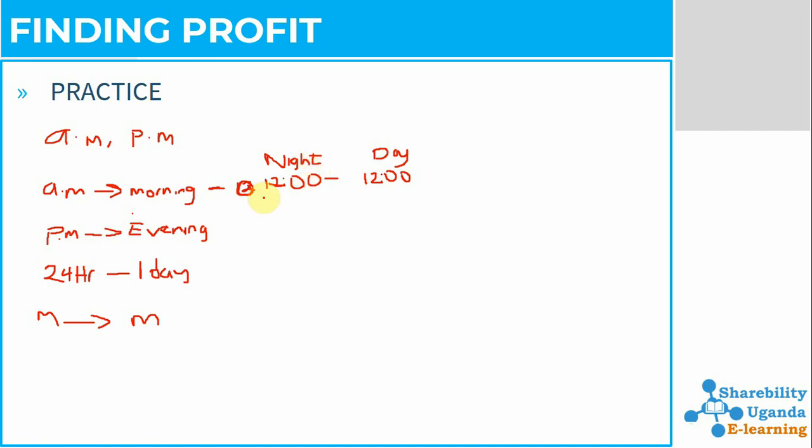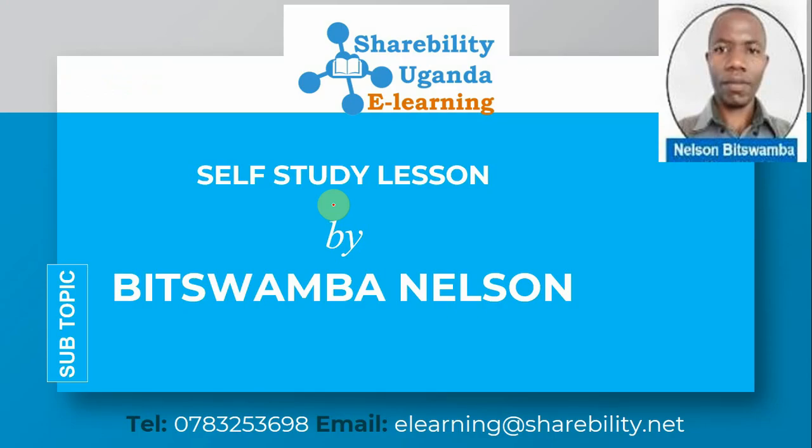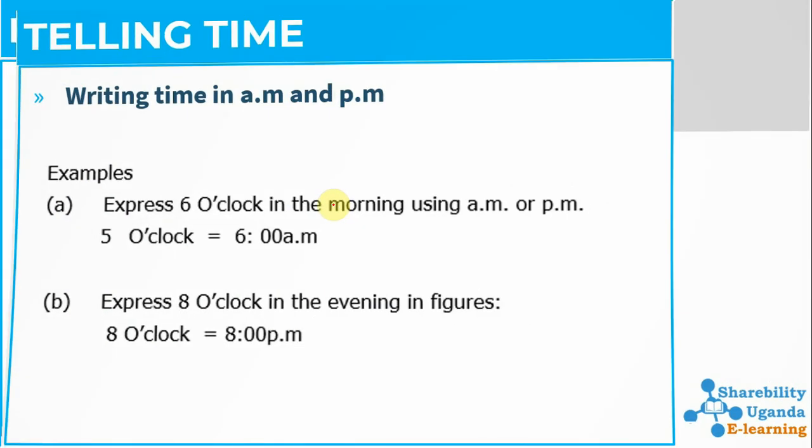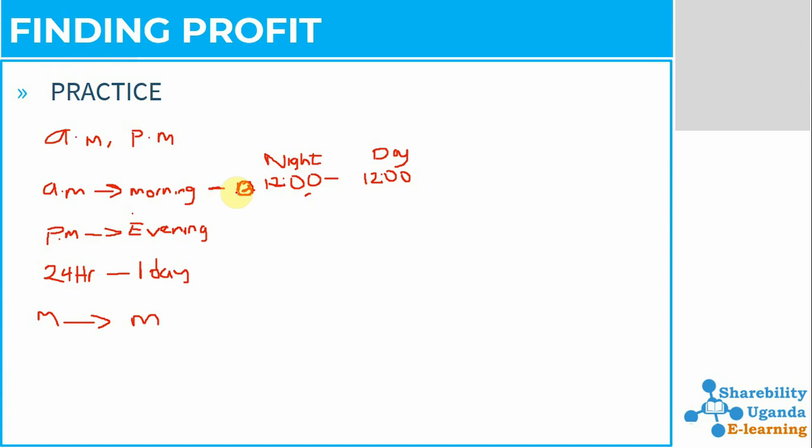Okay, we are saying our AM starts from this hour, 12 AM, that is night. We are saying our night starts from 12 AM, that is night. Okay, and then 12 p.m.